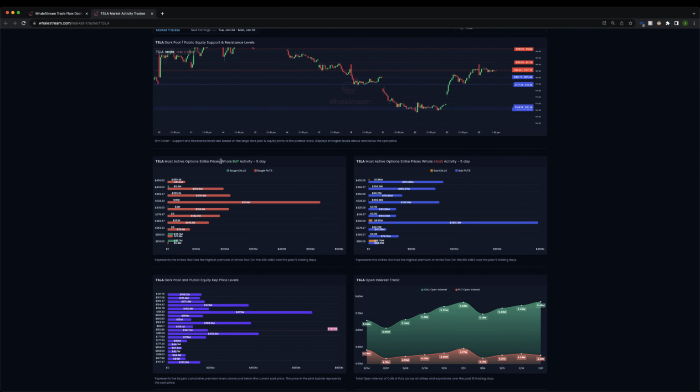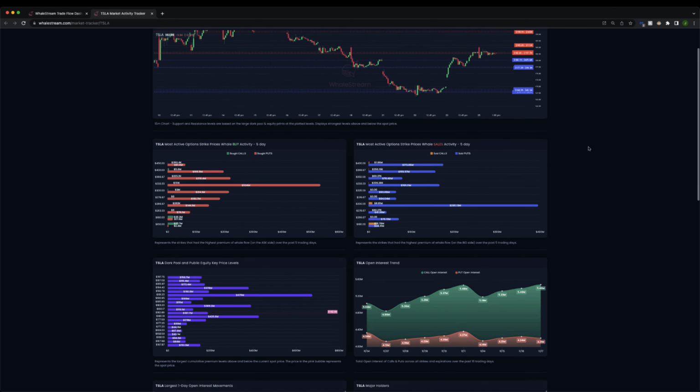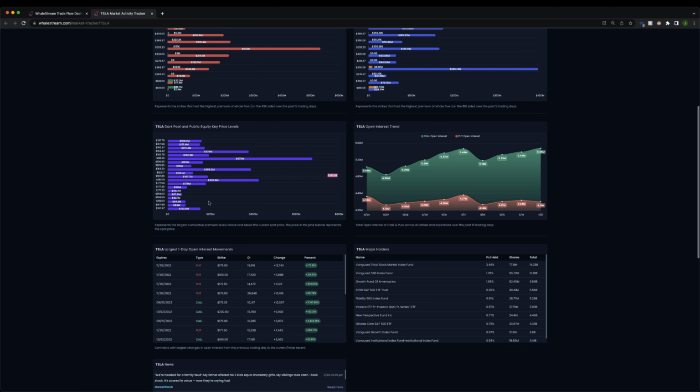It'll show you the most active strikes on the buy side as well as the most active strikes on the sell side over the past 5 trading days. And then another visual of the dark pool levels showing where the current price is, and then the levels below and above it. And then you can kind of get a better idea of how strong those levels are based on how much money has flown into the stock at that price point.